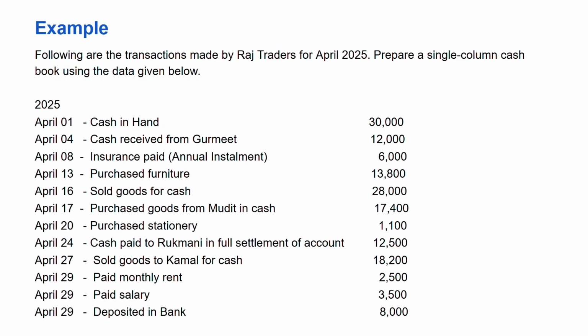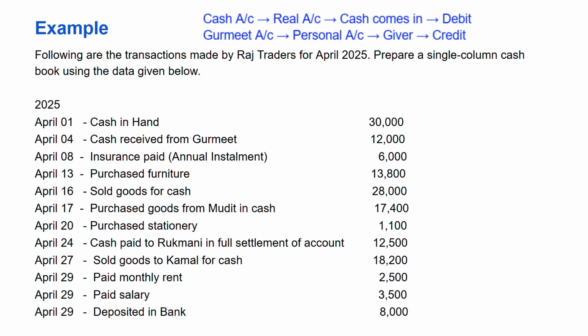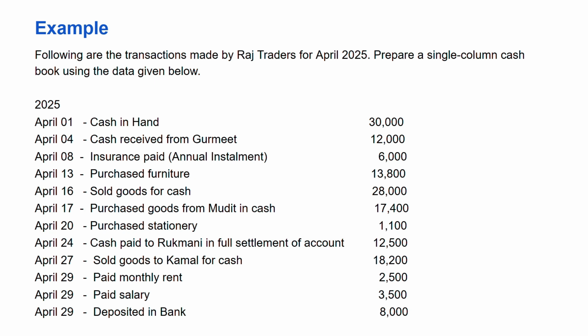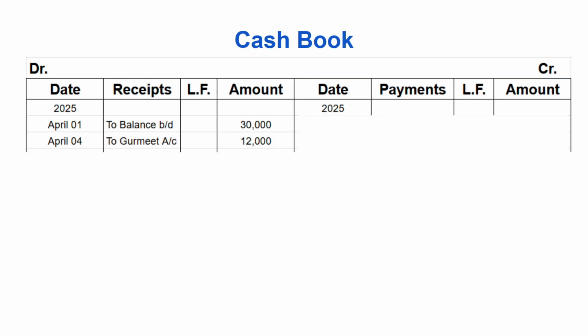Next, April 4, cash received from Gurmeet 12,000. Here the two accounts are cash account and Gurmeet account. Cash account, it is real account, and cash received, that is cash comes in the business, so debit what comes in. And Gurmeet is the personal account and Gurmeet is the giver, so credit the giver. Let's see how we'll record it. April 4, to Gurmeet account 12,000 rupees. Cash comes in the business, so debit side to Gurmeet account 12,000 rupees.